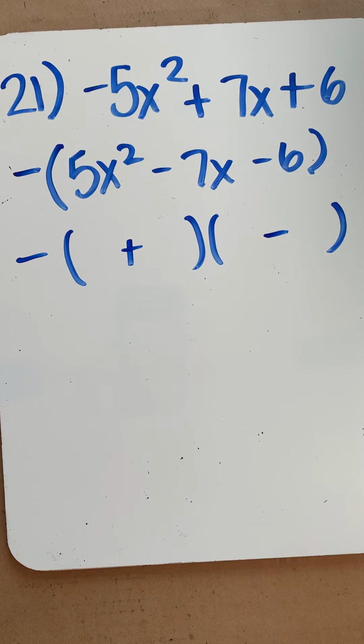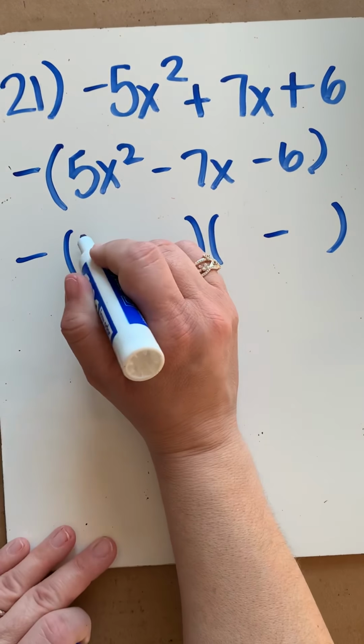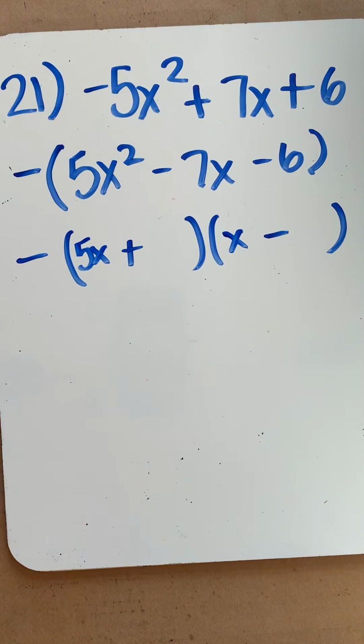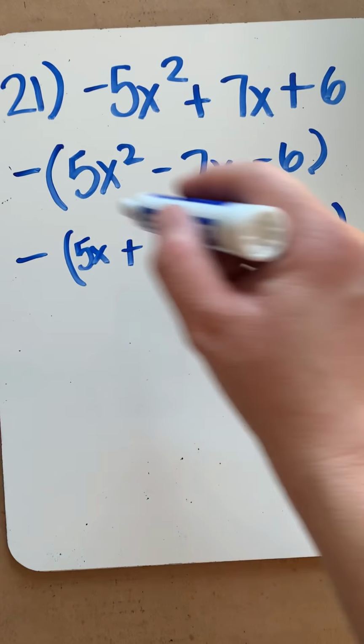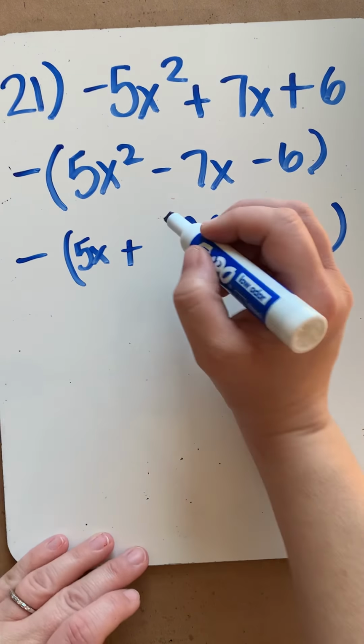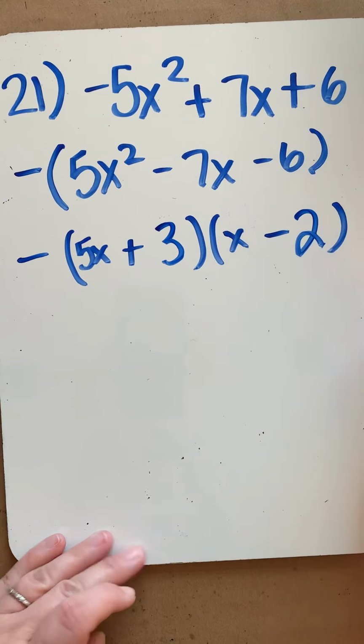There's no other option for that. Okay? Also, to get 5x squared, there's one thing you can do. 5x times x. There's no other way to get 5x squared. 5x times x is 5x squared. Okay, now for 6, we have to figure out where we're going with this. Do we want to do 2 times 3? Do we want to do 1 times 6? I'm thinking 2 times 3. So I'm going to put a 3 here and a 2 here.